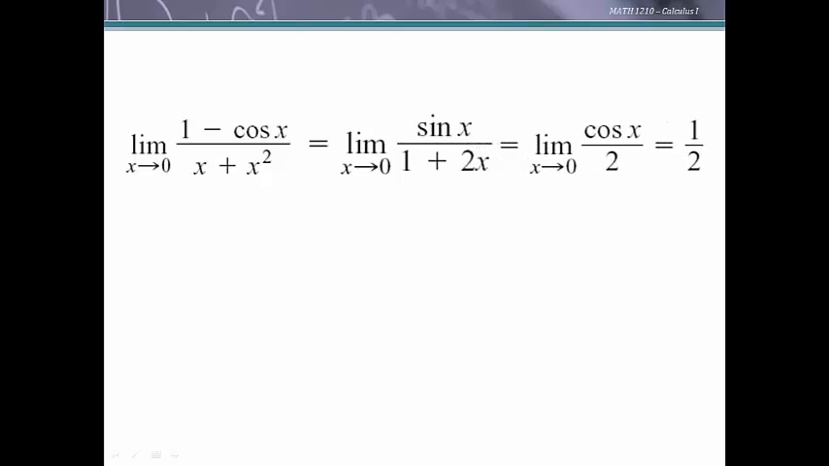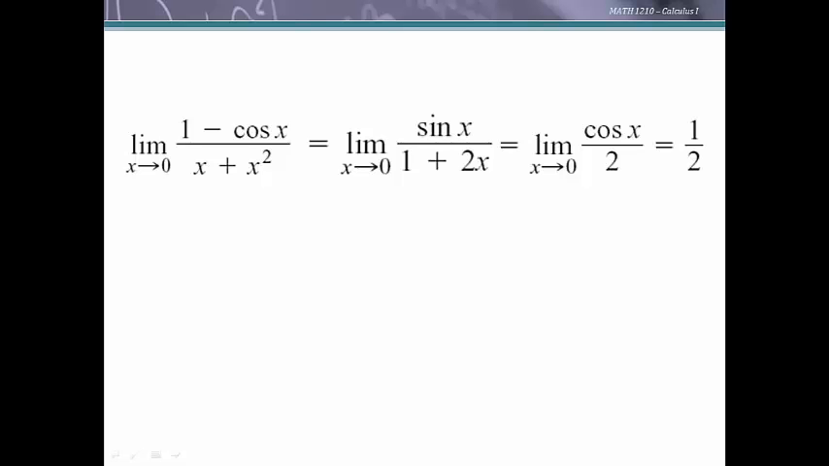Let's look at this example then. We have the limit as x approaches 0, and we have 1 minus 1 is 0 over 0 plus 0, which is 0. So we've got the indeterminate form 0 over 0. So we could take the limit as x approaches 0 of the derivative of the numerator, which is the derivative of negative cosine x, is negative negative sine x, so sine x, over the derivative of the denominator, 1 plus 2x. We applied L'Hopital's rule one more time. The derivative of sine x is cosine x, and the derivative of 1 plus 2x is 2. Okay, easy to directly evaluate that. Cosine of 0 is 1 over 2.